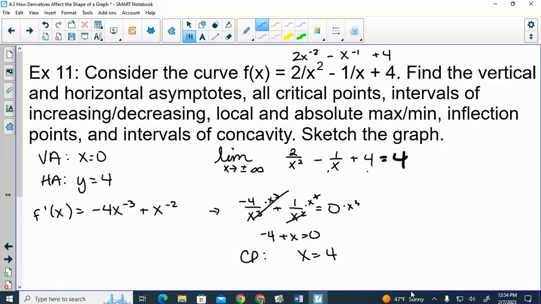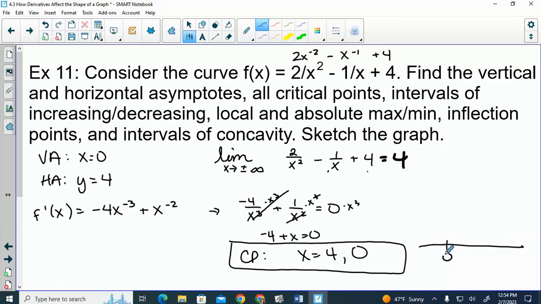Remember, critical points are anywhere the derivative is 0 or undefined. When is this derivative undefined? 0. Okay, so it's basically what would make the top or the bottom 0. So we got our critical points. For increasing, decreasing, we need our sign line.